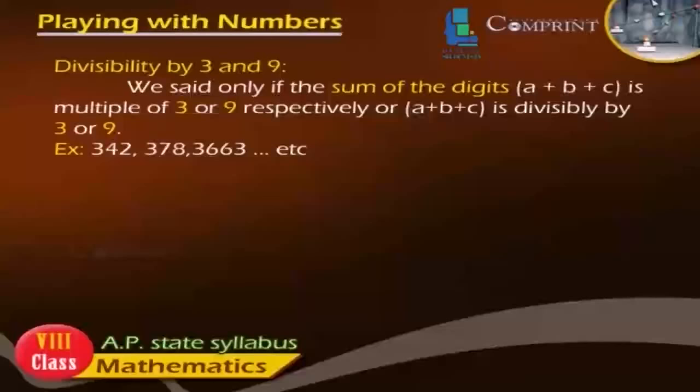Example, 2, 14, 26, 38, 60 and so on. Divisibility by 3 and 9. We said only if the sum of the digits a plus b plus c is a multiple of 3 or 9 respectively, or a plus b plus c is divisible by 3 or 9. Example, 342, 378, 3663 and so on.